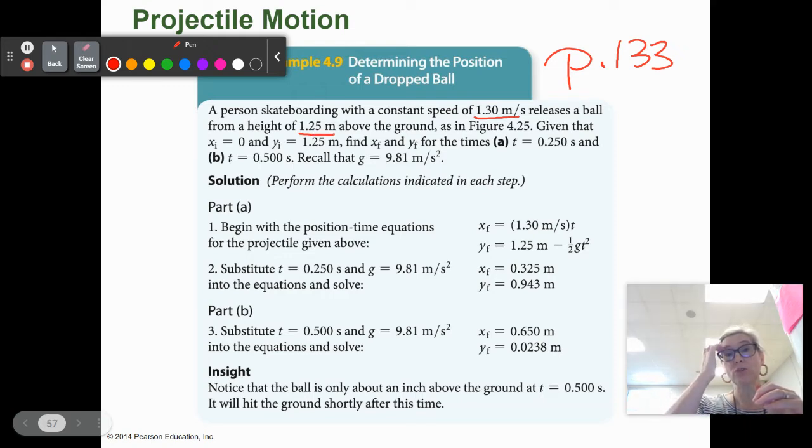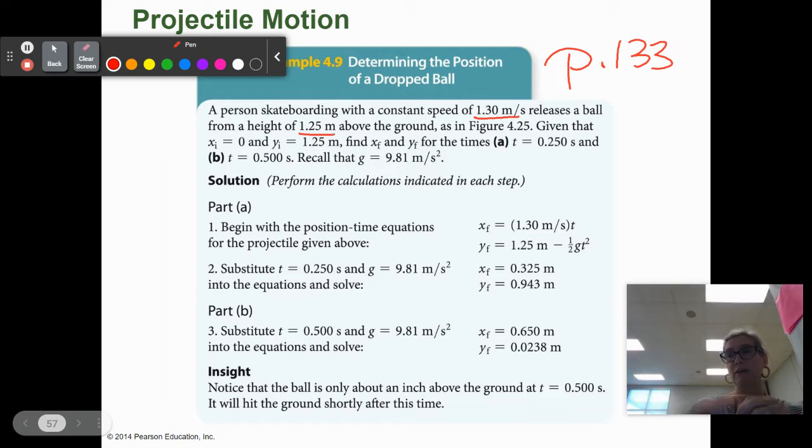Given that the initial x position is 0, the initial y position is 1.25 because that's where he drops it from. So he's skating along and he's going to drop that basketball, and he's holding it 1.25 meters above the ground. So that's your initial y position. Your initial x position, where he started, that of course is going to be 0.